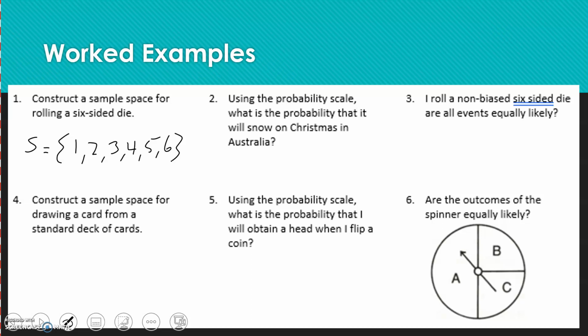Example 2, using the probability scale, what is the probability that it will snow on Christmas in Australia? So remember that our probability scale goes from 0 to 1, from impossible through to certain. Now, snowing on Christmas Day in Australia, that is going to be impossible.